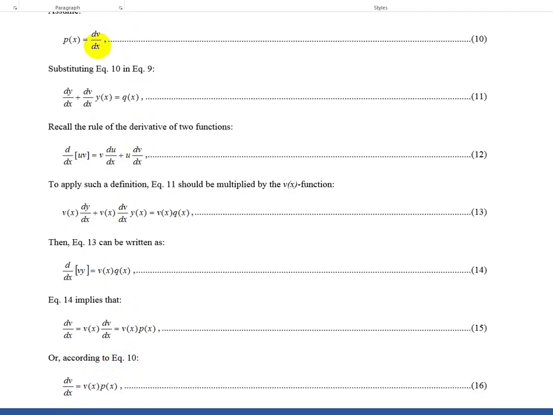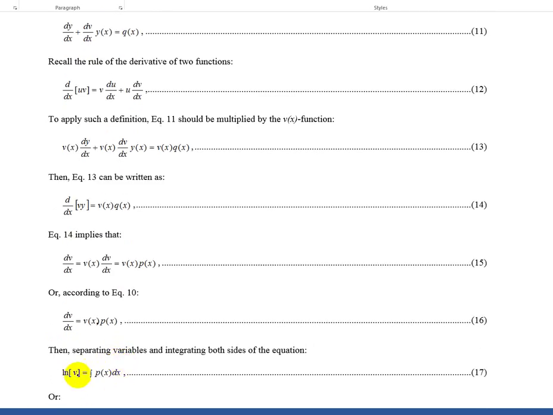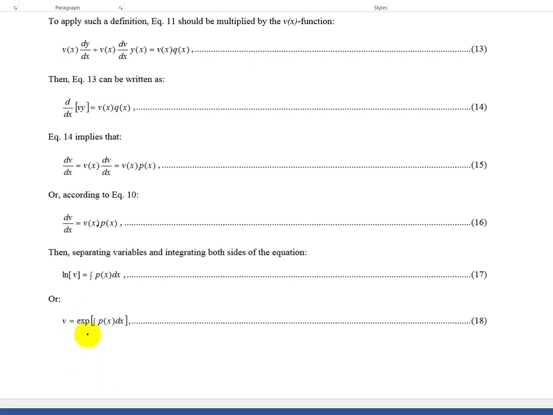Or given the definition of p(x), we're going to have this equation, right? So here we only have to separate variables, the method that we took earlier, and we end up with this: the natural logarithm of v is going to be equal to the integral of p(x), right? Or expressed in terms of the exponential integral, this is our v function.